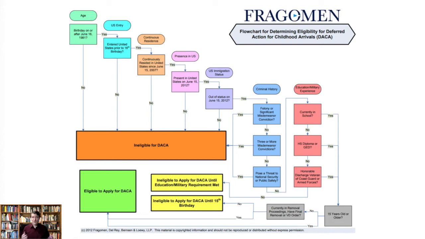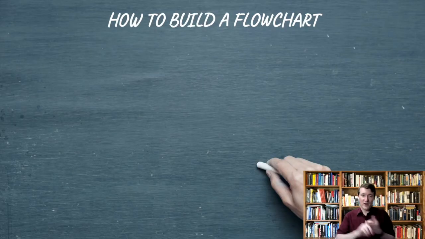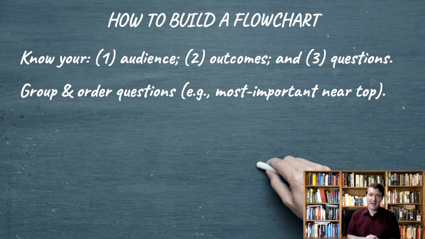So let's just review very quickly. How do we build a flow chart? We have to know your audience, right? You want to know how you're going to talk to your audience. That's going to determine what type of questions you ask, and whether or not you have to do a lot of explanation. You need to know your outcomes. That's going to determine where you're getting. And then you need to know what questions you need to ask, what things you need to know to get to those outcomes. And then you're going to group and order your questions, most important near the top. That way, if you get answers to them, they can send you to the outcomes as soon as possible.